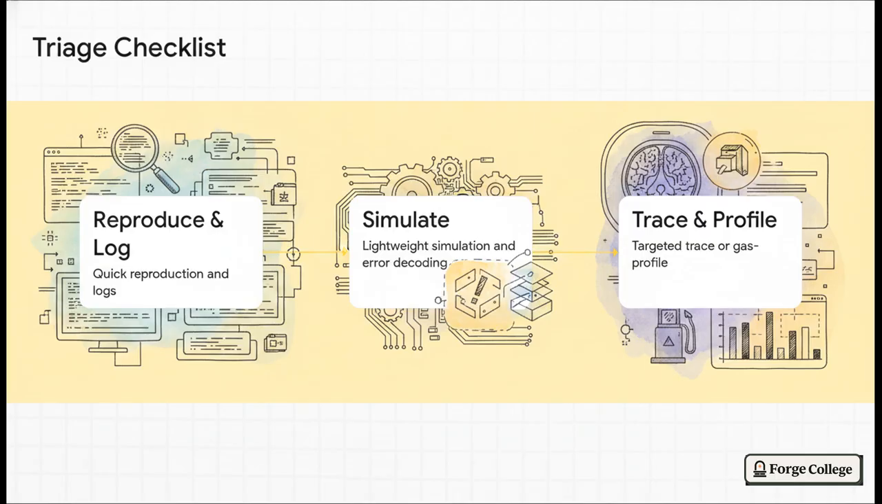This is where we extract the exact reason why the contract failed, without actually changing any state. And finally, Tier 3 is the targeted trace or gas profile. This is that expensive MRI I mentioned earlier. You only order the full execution trace if Tier 1 and Tier 2 come back ambiguous. Always start with cheap, high-information actions before escalating.